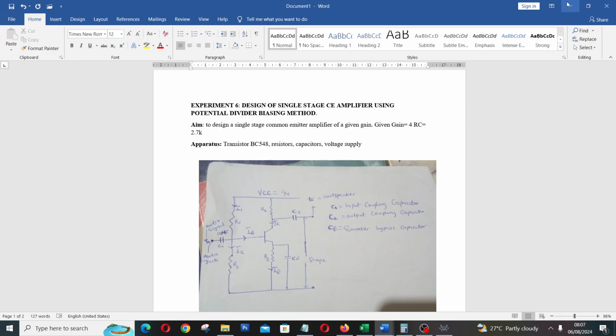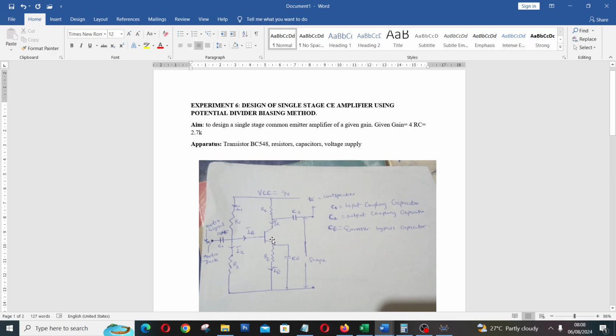In this video we'll quickly look at the design of a single stage common emitter transistor amplifier using the potential divider approach. Now the circuit diagram is quickly shown. This is the circuit diagram for the potential divider. You see R1 and R2 form a potential divider across the base of this transistor.